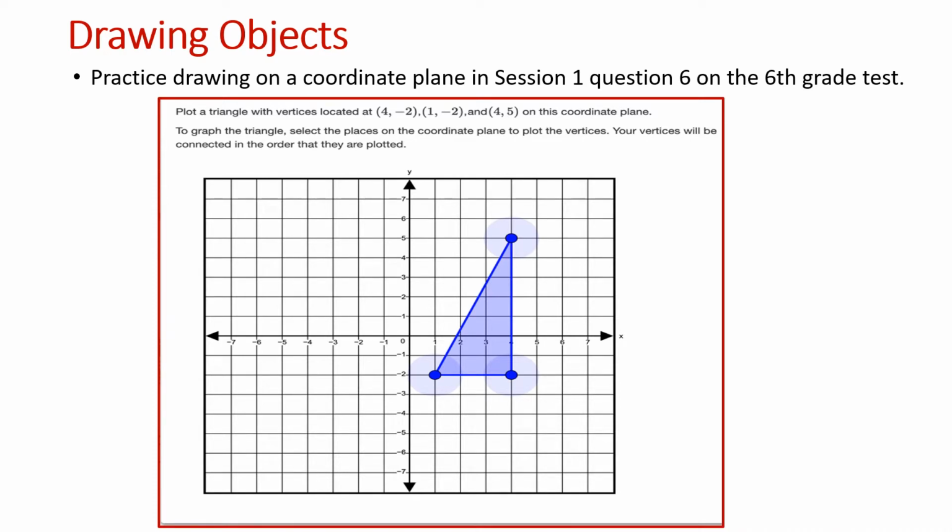Students will need to draw or rotate objects on a coordinate plane. Here is an example of drawing objects from question 6 in session 1 of the 6th grade test. Students will see how plotting the points correctly gives them the required shape.